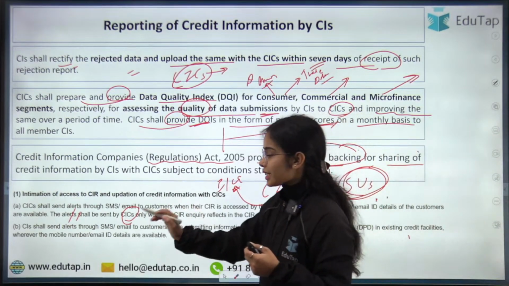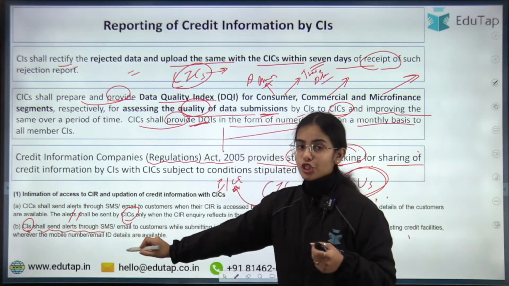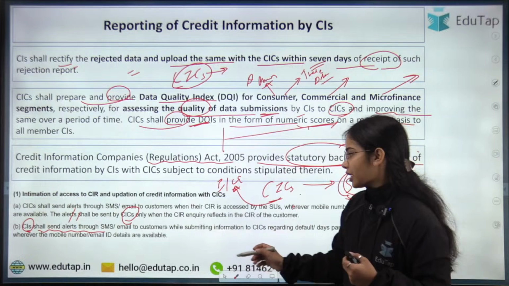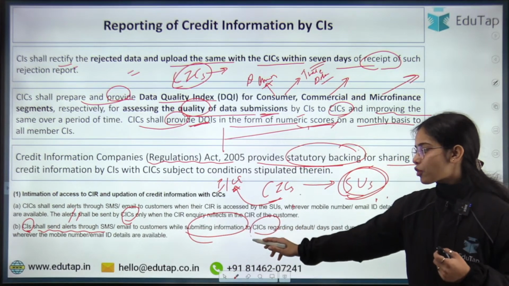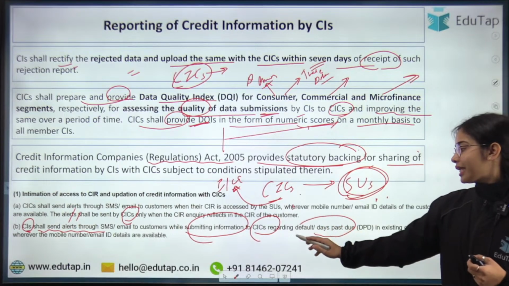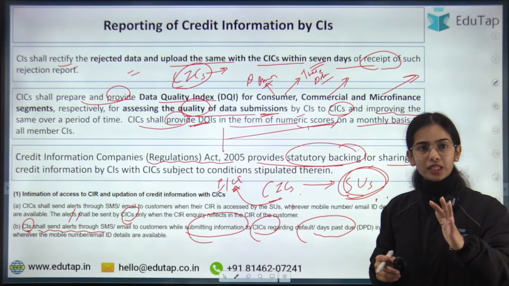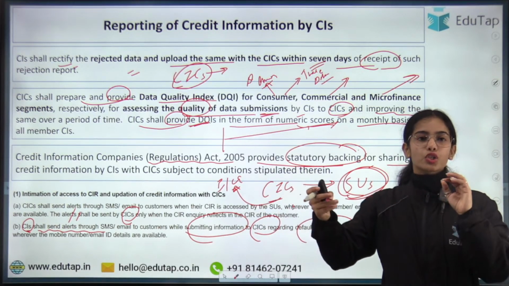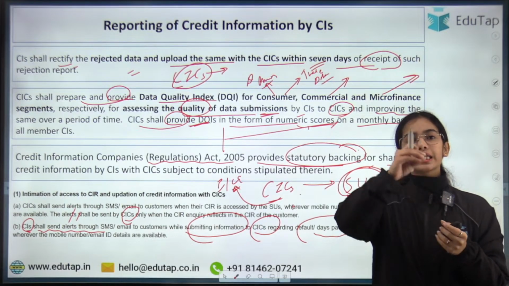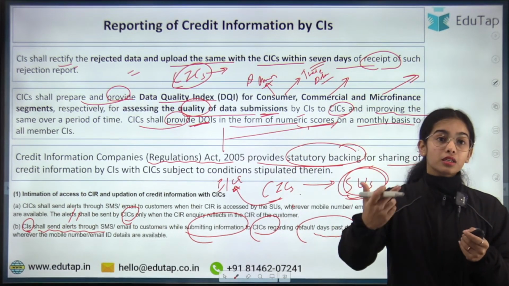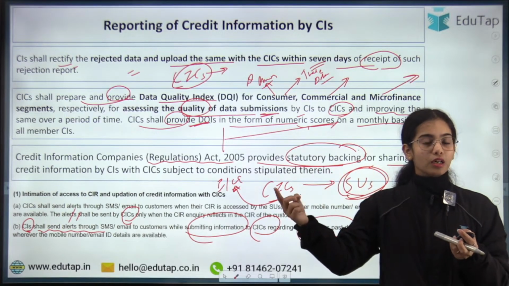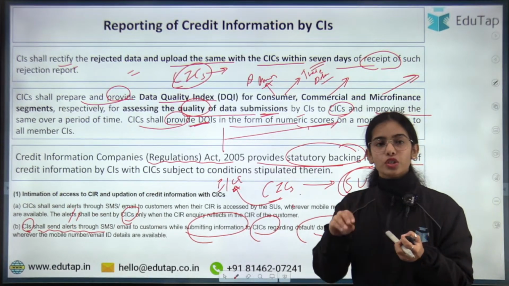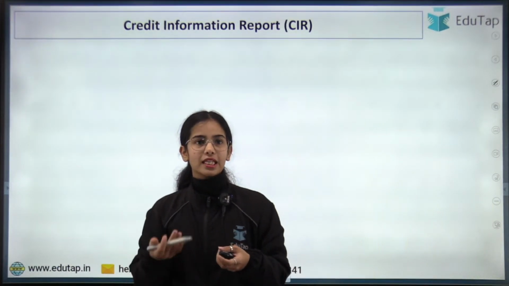Next, the credit institutions shall send alerts through SMS or email if they are submitting information to the credit information companies regarding default or days past due. So let's say that you have defaulted on the payment, or your payment has gone past the due date. Then the credit institutions, if they are providing the data to the credit information company, will first alert you that we are going to provide the data to the credit information company about your default. Now your credit score will decrease. So this alert has to be sent to the individuals and the commercial entities.